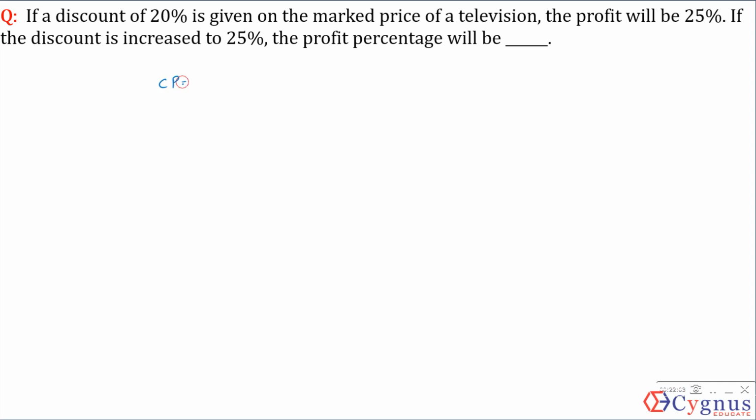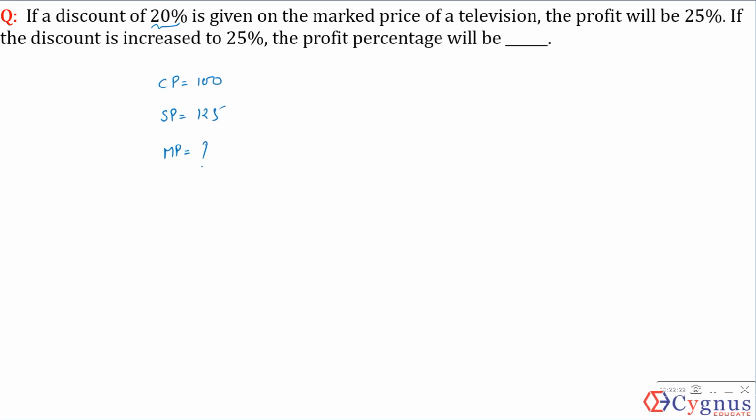Let's say the cost price of an article is 100. You can read the next line. The profit will be 25%. That means the selling price will become how much? 125. How do we calculate the mark price now? It's given that a discount of how much?